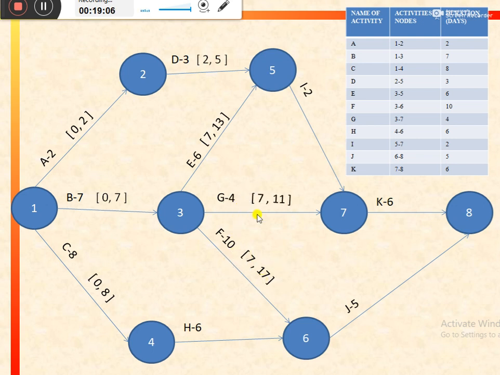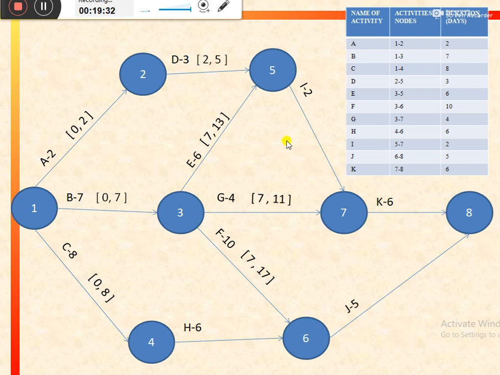For activity G, the preceding activity or the former activity is activity B. And earliest finish for activity B is 7. That would be earliest start for activity G, 7. In that case, the earliest finish for activity G would be equal to 7 plus duration of the activity. Duration is 4 days. So it would be equal to 11.